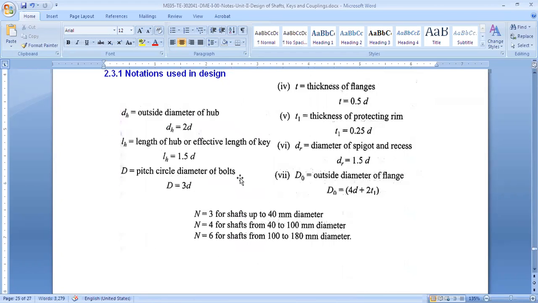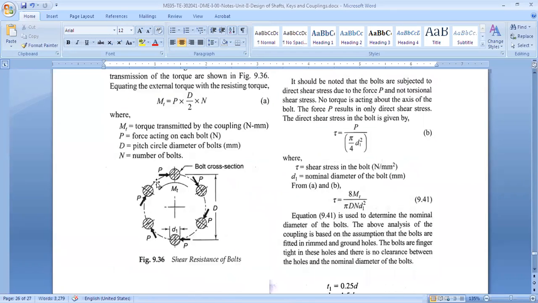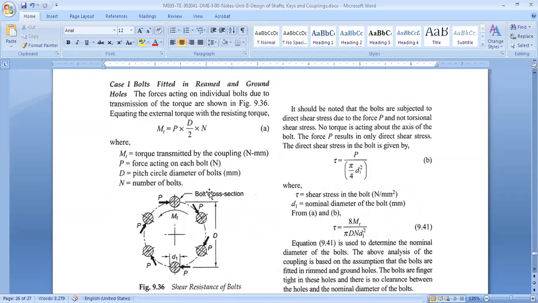Now for that we need to know P. Now how will we know P? We'll just go through now how to find out P. First, in this we are just trying to find out how to find P. So MT is equal to, assume we know power, and we can find out the torque transmitted by the shaft. That MT is the torque.